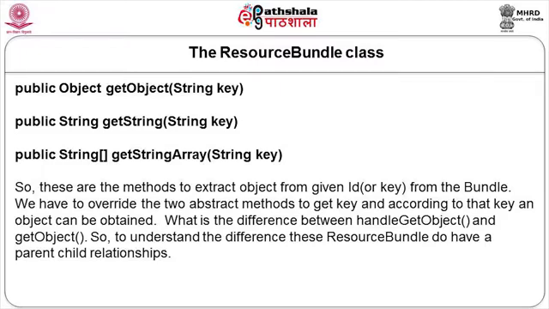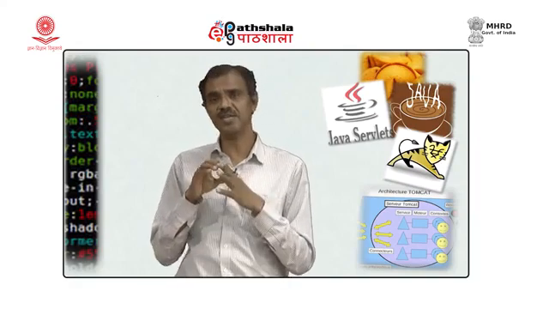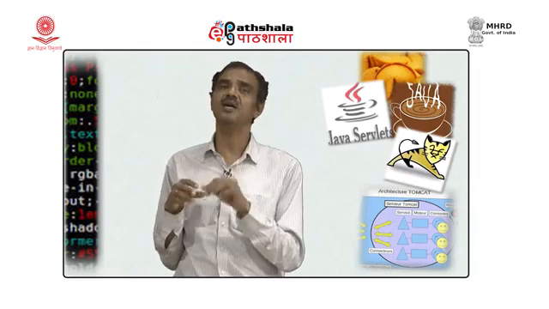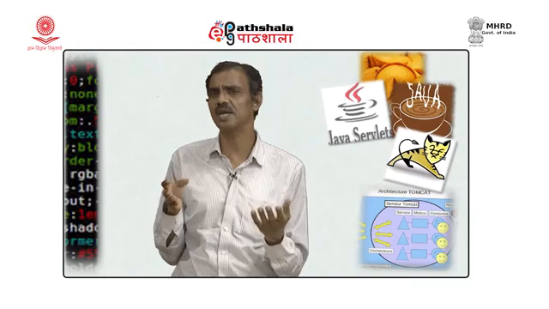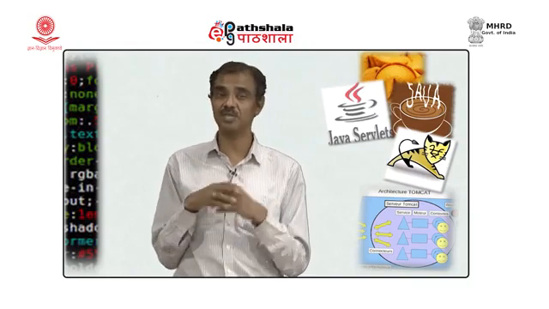One thing we need to do with the resource bundle is override those two methods. It is those two methods which indicate what the keys are, plus a mapping for a given key to its object. Now, you can see handleGetObject is an abstract method, and we do have another method called getObject. What is the difference between them?